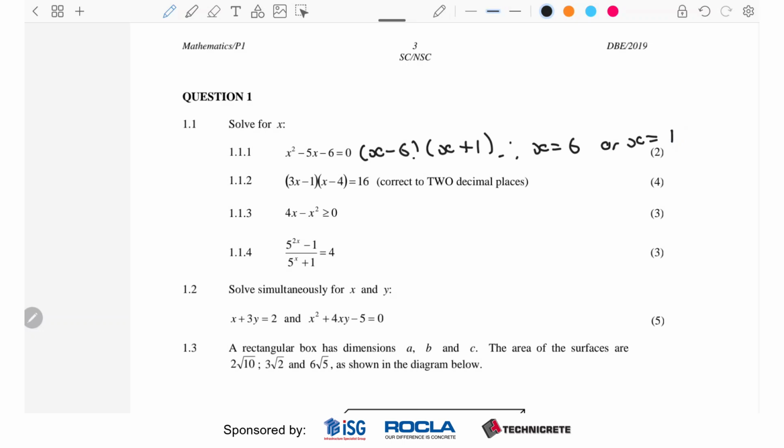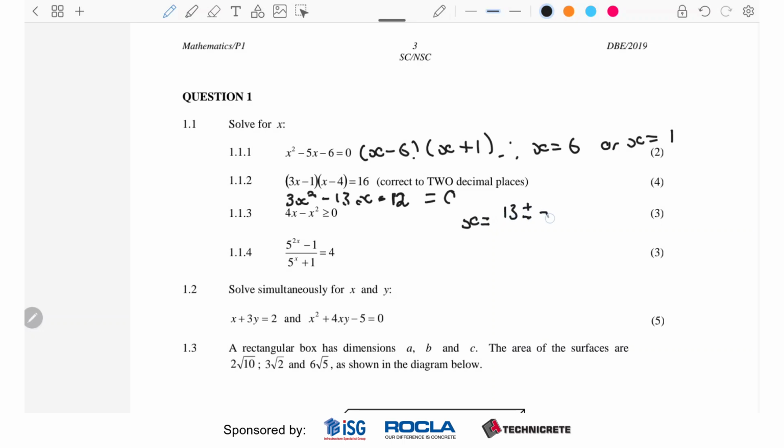Next question is open bracket 3x minus 1 close bracket, open bracket x minus 4 close bracket is equal to 16. They want us to answer correct to 2 decimal places, so that immediately makes me think that we have to use the quadratic formula. Let's multiply out the brackets first, and then take the 16 to the other side, and that will ultimately leave us with 3x squared minus 13x minus 12 is equal to 0.